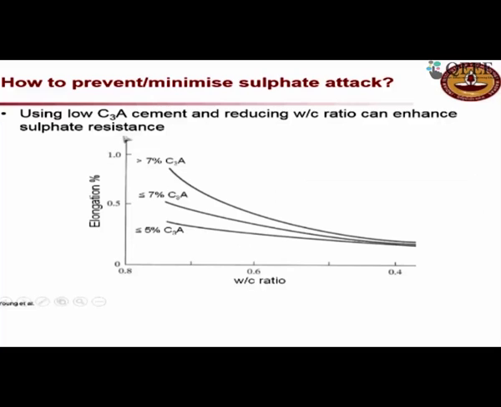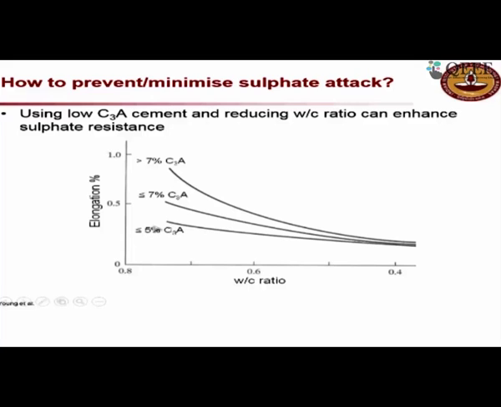Now this is a combined graph where you can see both the effect of water cement ratio and the effect of the cement which is used. So here this is a normal cement which might have more than 7% C3A. This is a moderately sulfate resistant cement where the percentage of C3A could be somewhere between 5 and 7. And here this is a highly sulfate resistant cement where the C3A content is kept less than 5%.